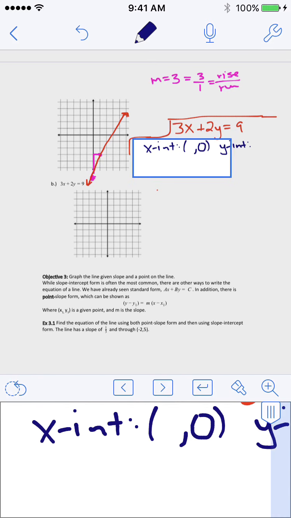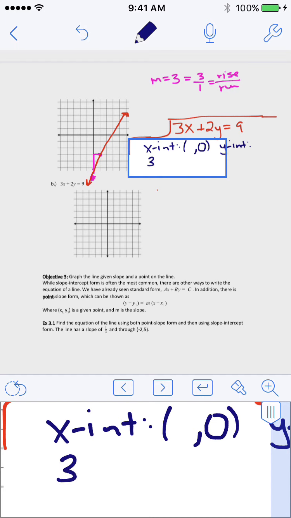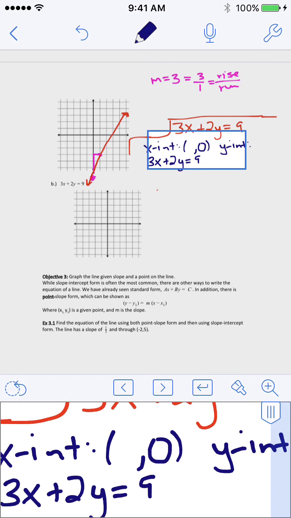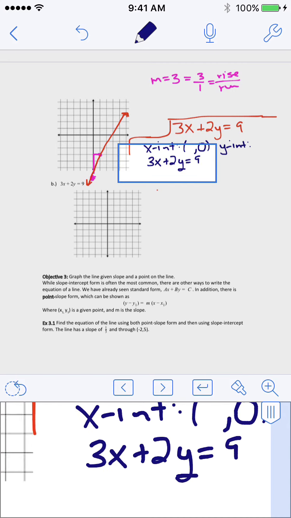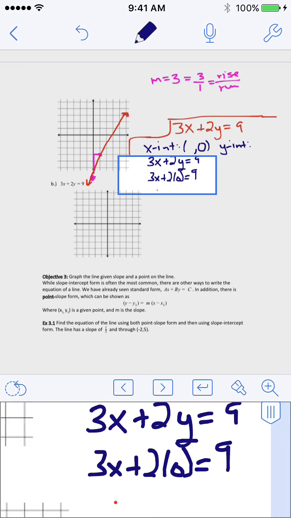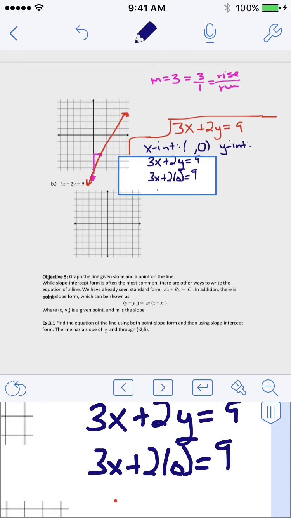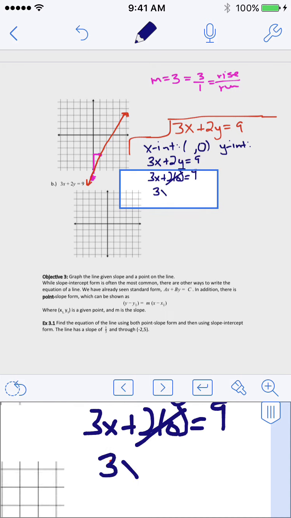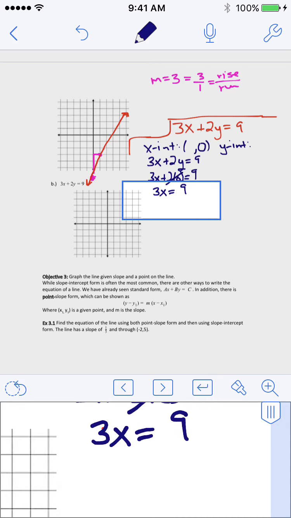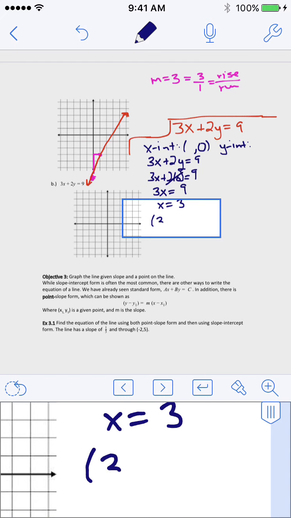So let's take that information and use it in this equation. We're going to plug it in. This is my equation, and I know that y is supposed to equal 0, so I'm going to change this y to 0. So 3x plus 2 times 0 equals 9. Well, 2 times 0 just goes to 0. So you end up with 3x equals 9, or x equals 3. And so our x-intercept is 3, 0.